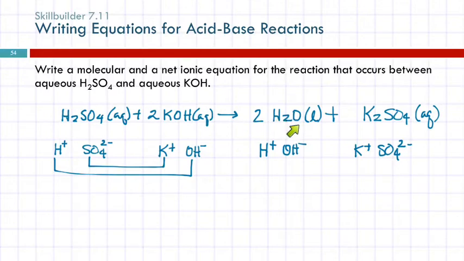Oxygens, I've got 2 oxygens there. And if you want to count them separately, I've got 4 here. So that's a total of 6. And I've got 4 plus 2 is 6. Phew. Okay, so there's my balanced chemical equation.